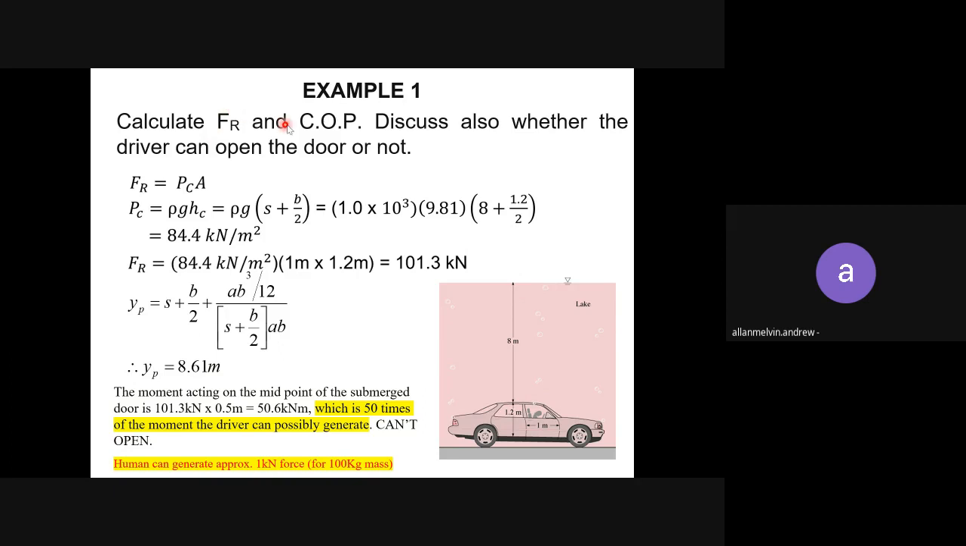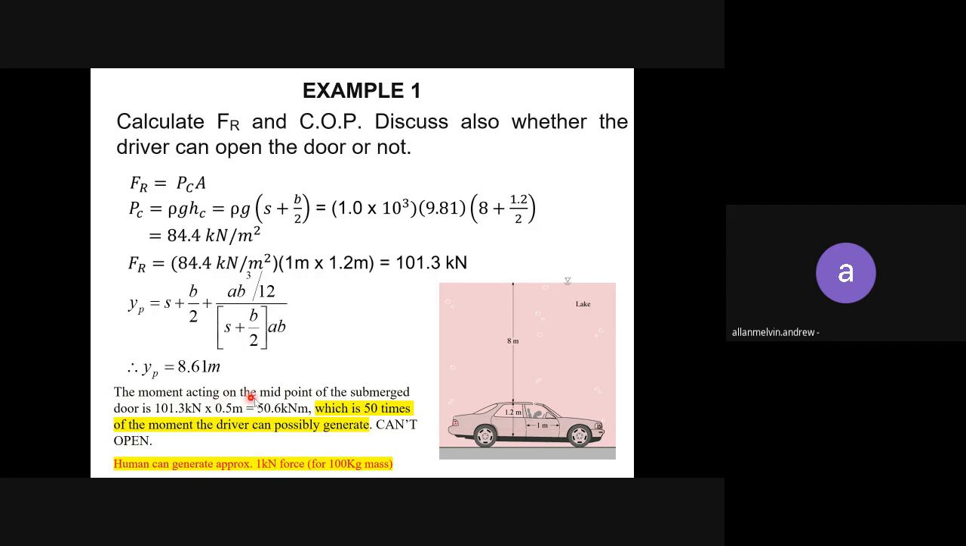So you already settled the first part. So calculate the FR and COP. Then you need to discuss also whether the driver can open the door or not. So it is known that hydrostatic pressure is acting on the door. Okay, so the deeper, the more hydrostatic pressure. So meaning when the car goes deeper, it's very hard to open the door, because the hydrostatic pressure will be pushing against the door and prevent you from opening the door. So the discussion will be whether the driver can open the door or not.